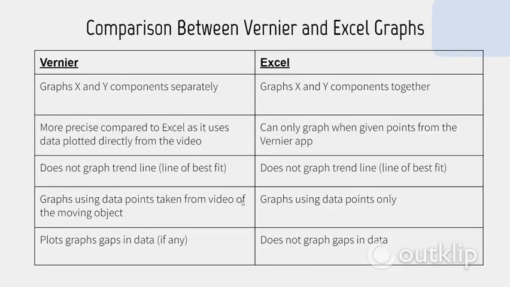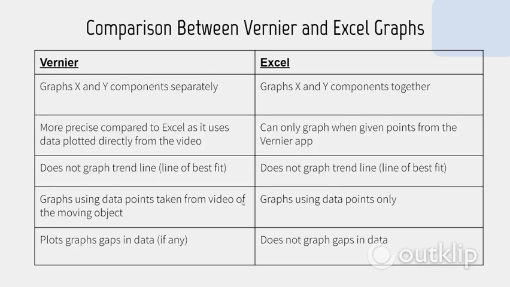This is a quick comparison between the Vernier and Excel graphs. In the Vernier graphs, the X and Y components are separate. In the Excel, they're together. The Vernier app is more precise compared to Excel as it uses data plotted directly from the video, but Excel can only graph when given points from the Vernier app.